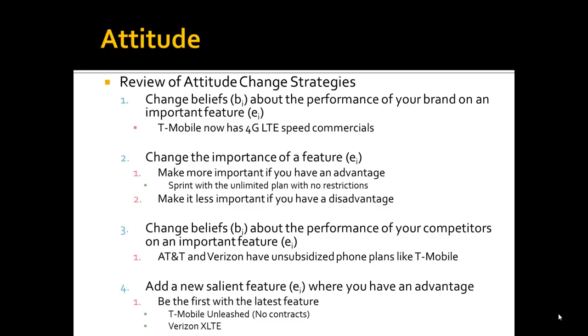The last one is add a new feature, a new salient feature, something that will be important to people where you have an advantage. Be the first with the most. T-Mobile Unleashed, so they're the first ones to launch no contracts. Verizon now touts their XLTE, even faster speeds. So these strategies are 4 separate ways that you can try to improve or enhance consumer attitudes toward your brand to make it more likely they're going to purchase it.